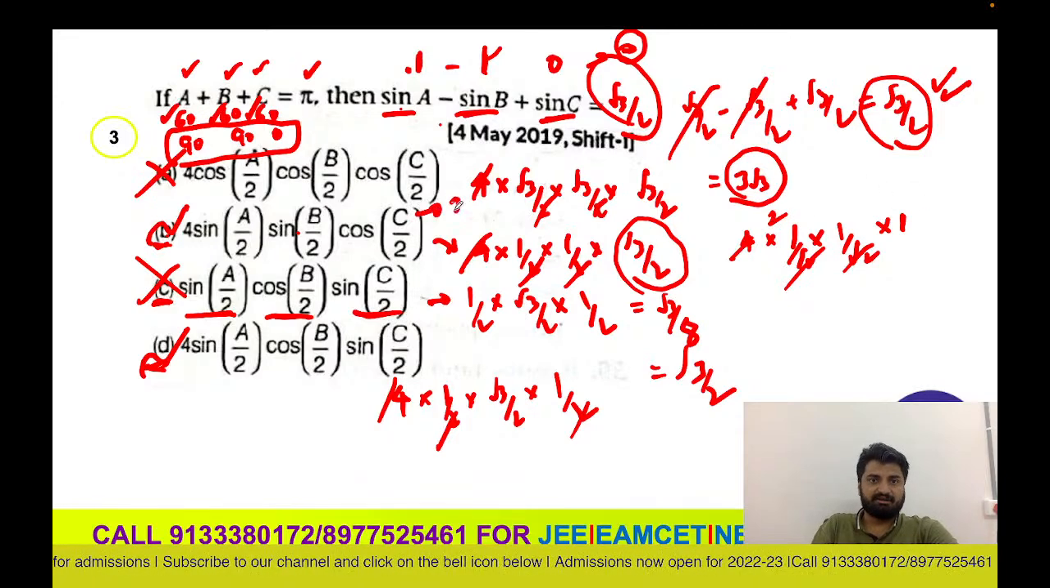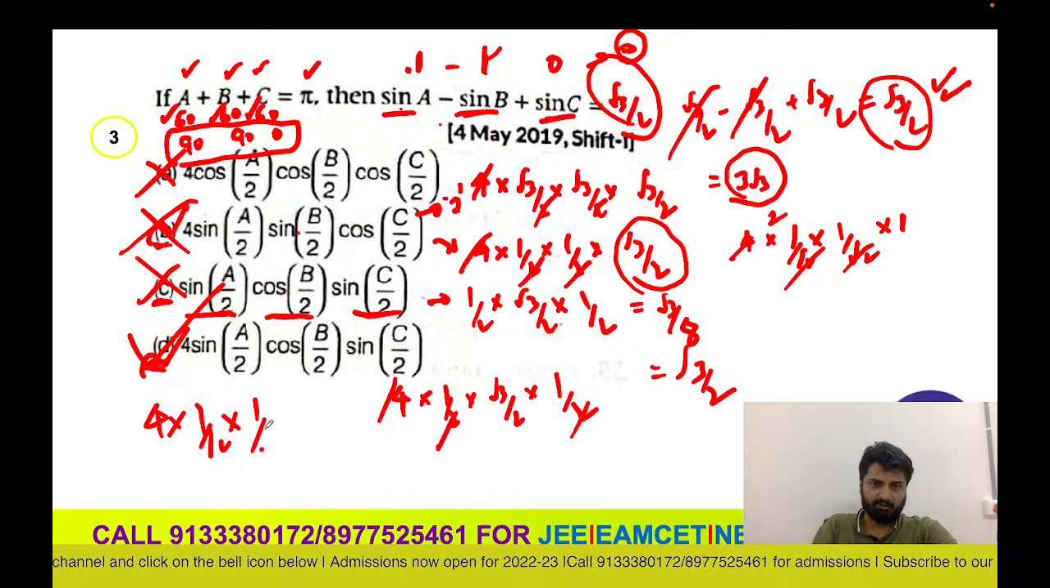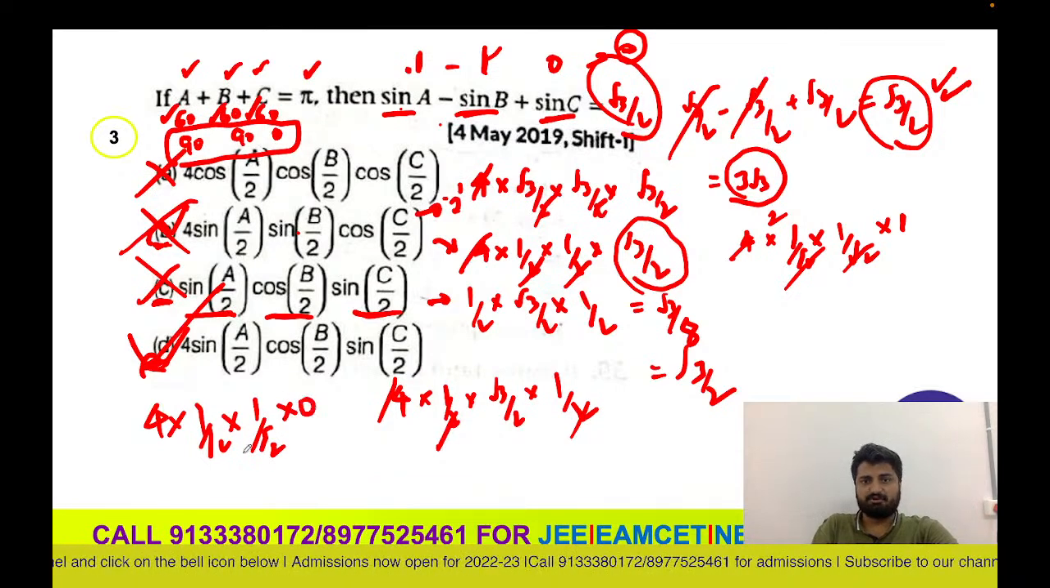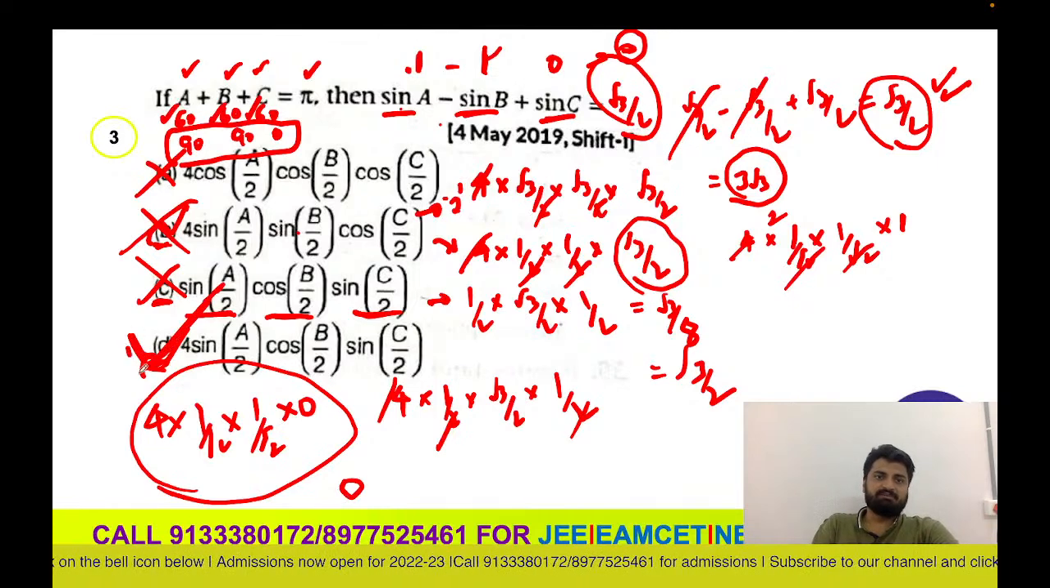Here you are getting the answer as 2, but we need the answer as 0. So the second option is eliminated. The fourth is the answer, because 4 times sin 90 by 2, sin 45 is 1 by root 2, cos 90 by 2, cos 45 is 1 by root 2. Sin 0 is nothing but 0, and 0 multiplied by anything is again 0. So the fourth option is the answer.